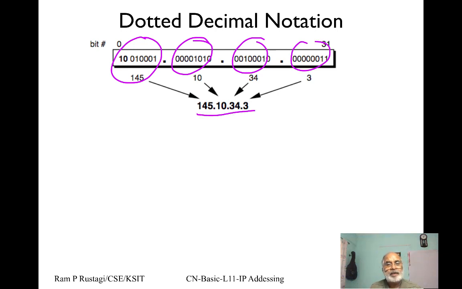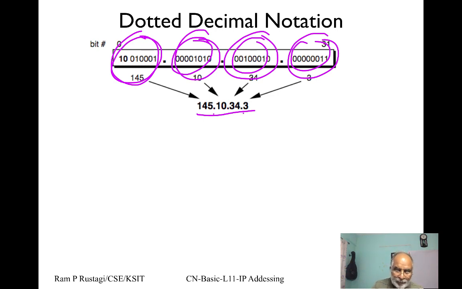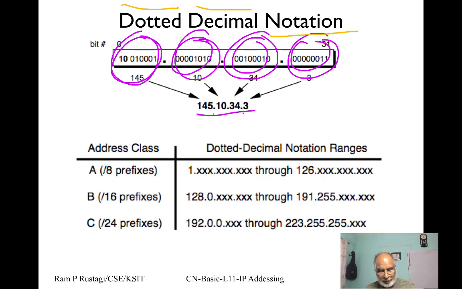So this value becomes 145.10.34.3. This is 145, 10, 34, and 3. And when you write all these decimal values separated with dots, that's why it's called DDN, dotted decimal notation.